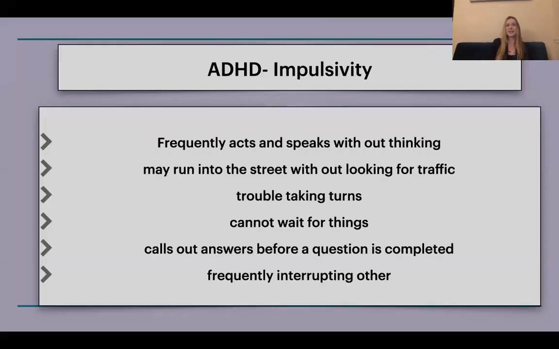Impulsivity, frequently acts and speaks out without thinking. So this is normally going, oh, I want that, and grabbing it. Often you'll see kids playing with some other kid and they'll just grab what they want. Oh, I want to play with that, and they'll just grab it. May run into the streets without looking, as in, I just want to go, and they just go without thinking. Trouble taking turns. If they're not moving, they're feeling really restless and really irritable. So just sitting and waiting is really hard for them. Cannot wait for things. Waiting is just that constant need to keep moving, and they cannot wait.